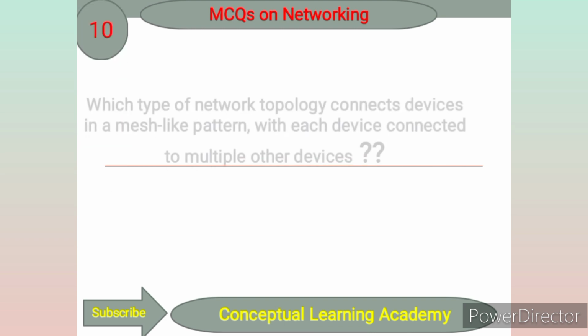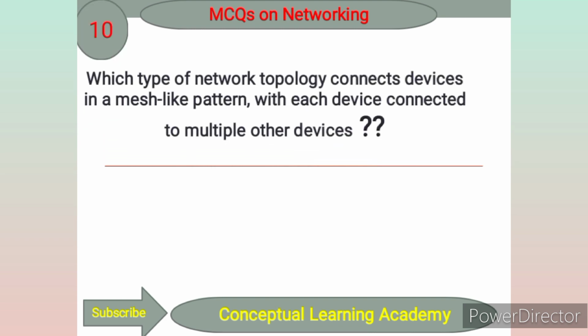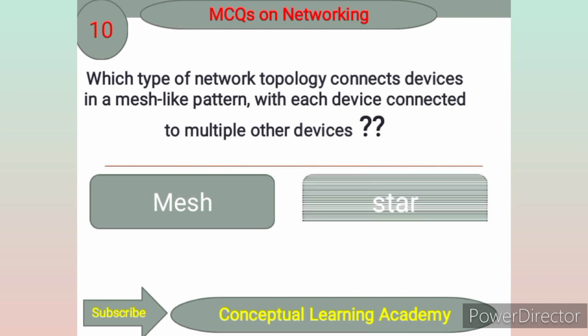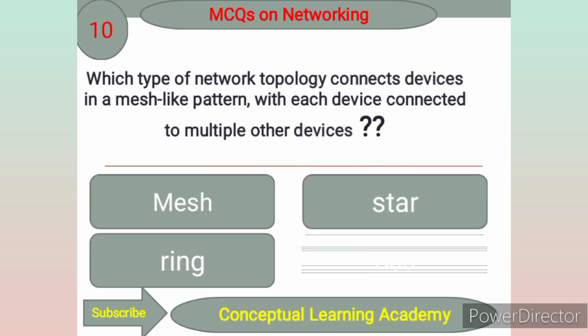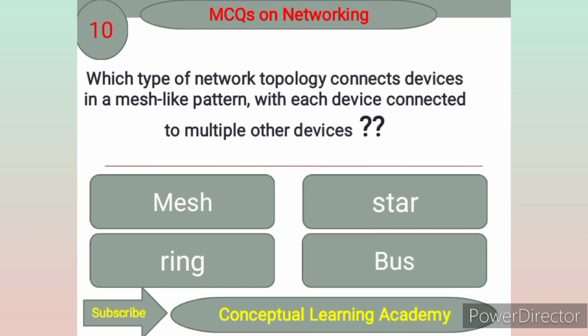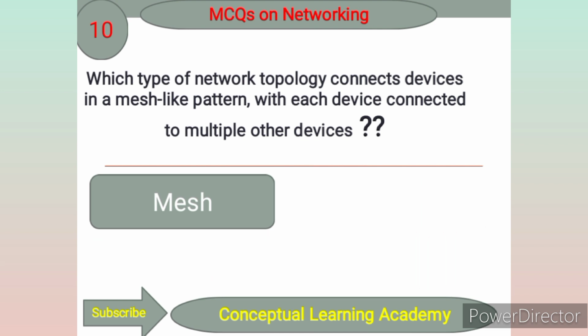Question number 10. Which type of network topology connects devices in a mesh-like pattern with each device connected to multiple other devices? Option number 1, mesh. Option number 2, star. Option number 3, ring. Option number 4, bus. The correct answer of this question is mesh topology.